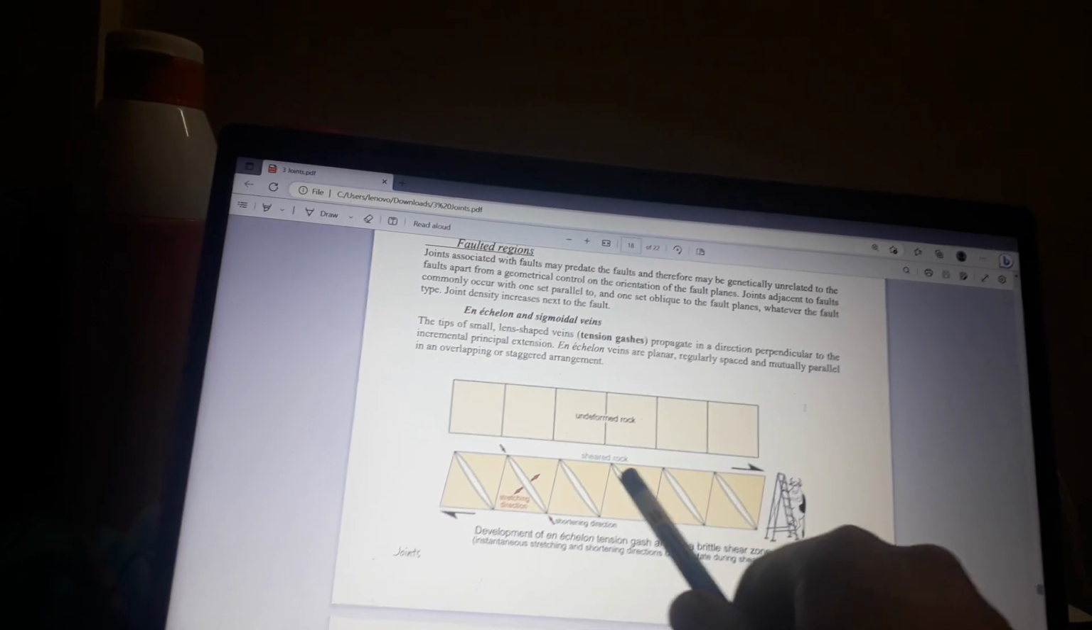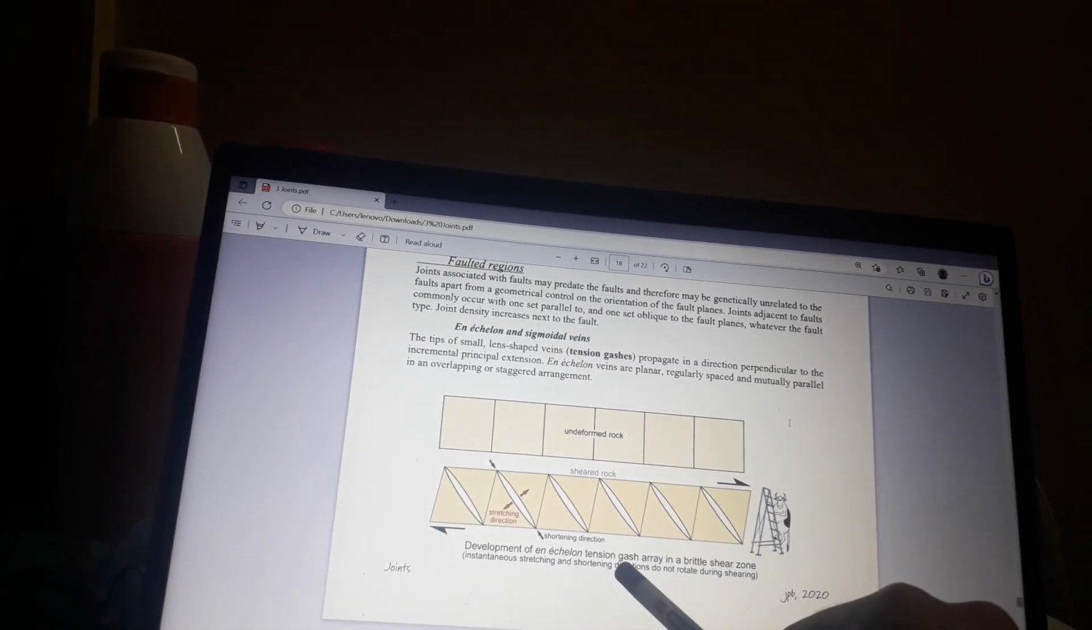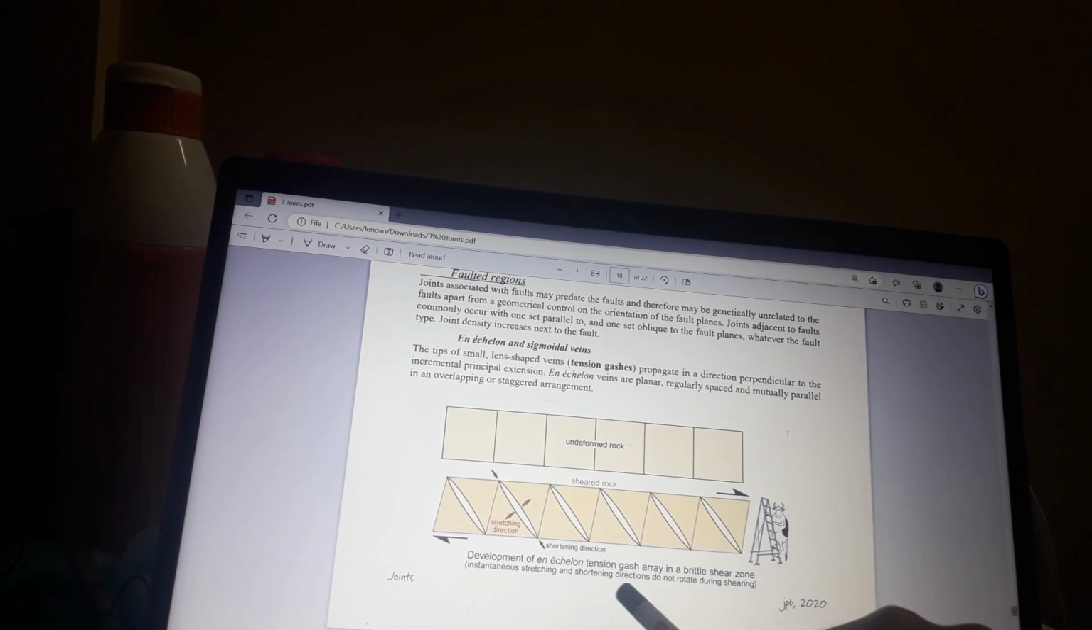This is undeformed rock. This is shortening direction. This is sheared rock. This is stretching direction. Development of an en echelon tension gash array in a brittle shear zone. Instantaneous stretching and shortening directions do not rotate during shearing.